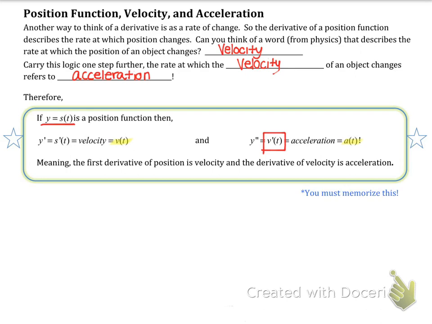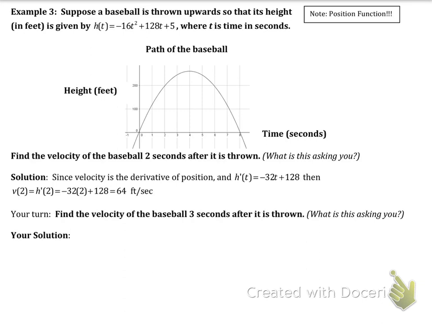All right, so let's close with some examples. So example 3, suppose a baseball is thrown upwards so that its height in feet is given by this function h of t, where t is the time in seconds. Find the velocity of the baseball 2 seconds after it's thrown.